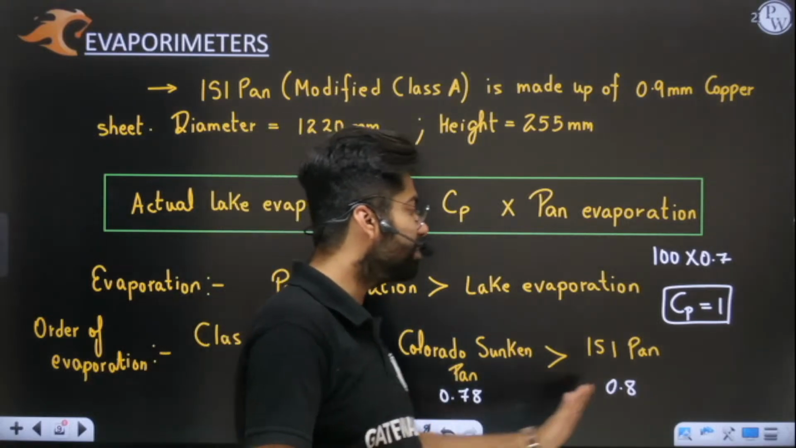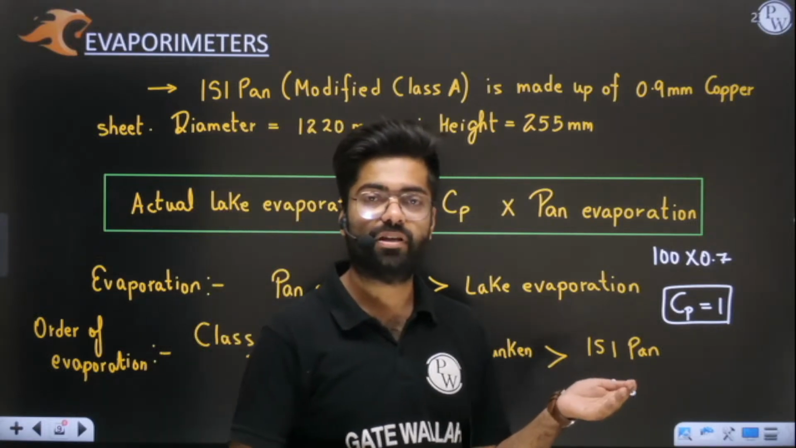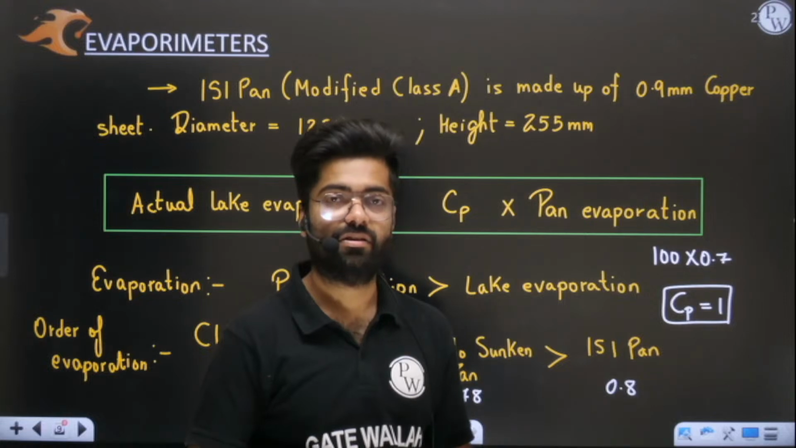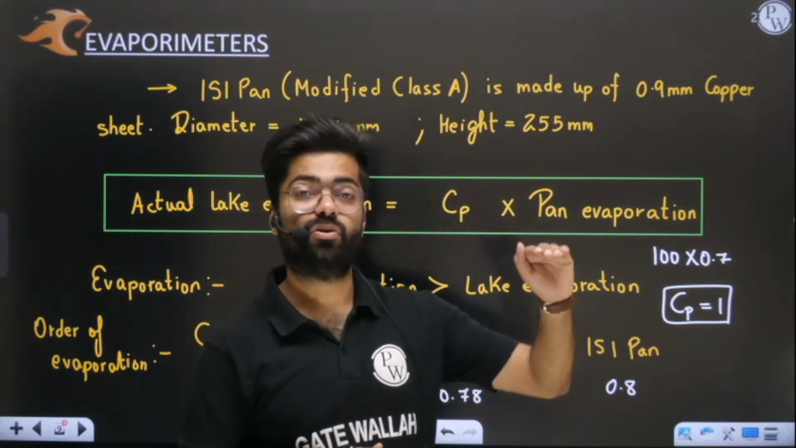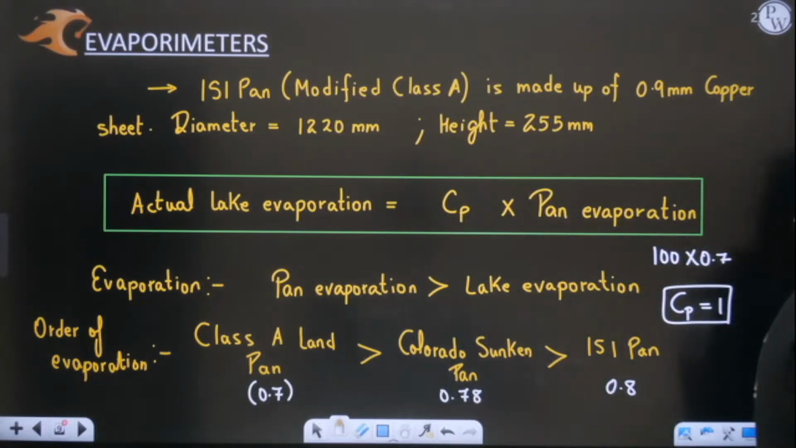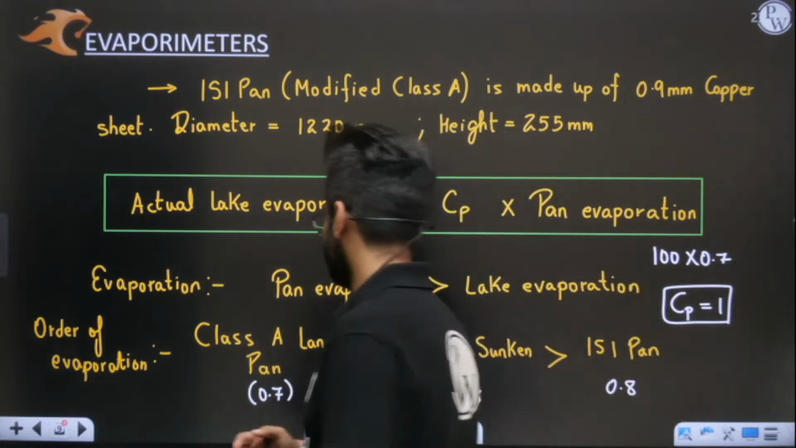So higher the Cp, more near to 1. If it is more near to unity, then I will say evaporation is less, and it is so less that it is equal to your lake evaporation. I hope this is clear to you. Okay, I'm repeating it. Just try to understand.